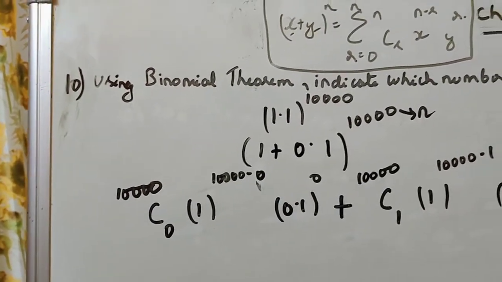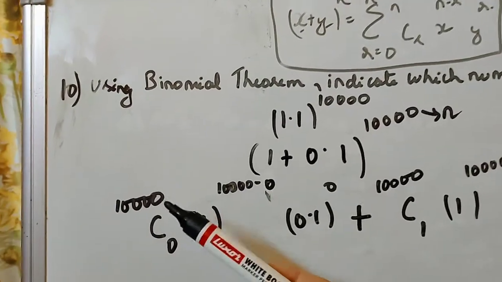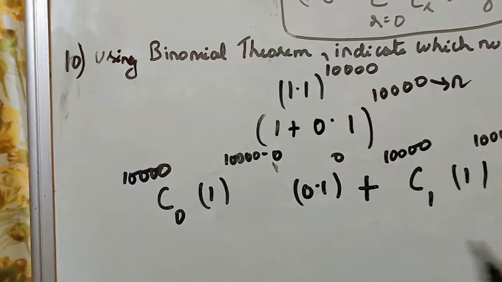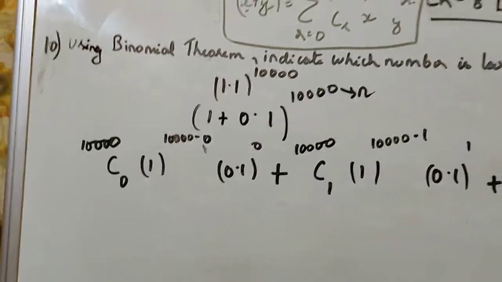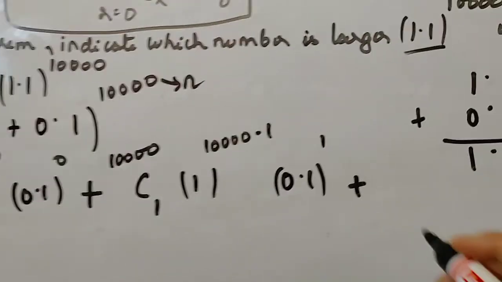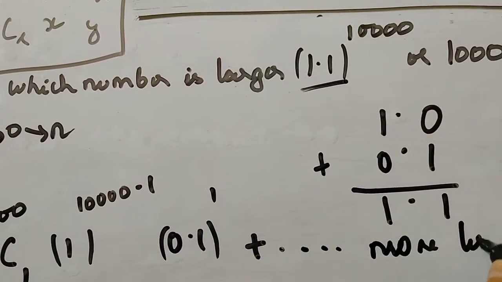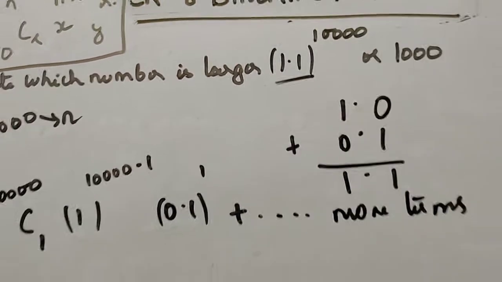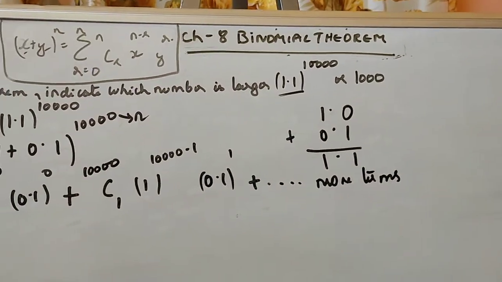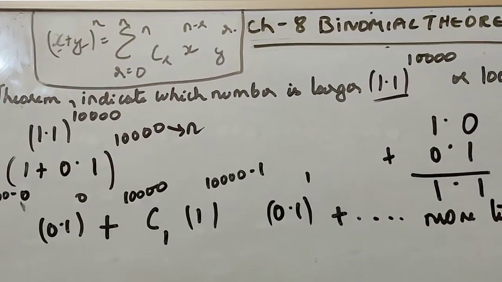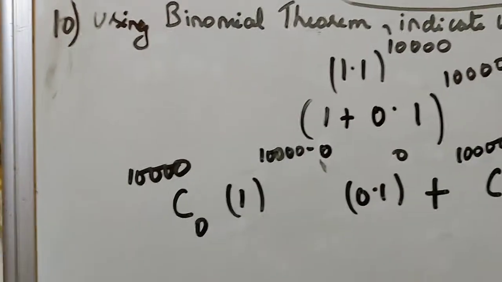So I cannot keep on writing. If it is only till 5 or 6, it is possible to calculate, but till 10,000 it's not possible. So what I will do is plus more terms. Okay, you cannot calculate till 10,000, more terms will be coming. Put a dot dot dot.